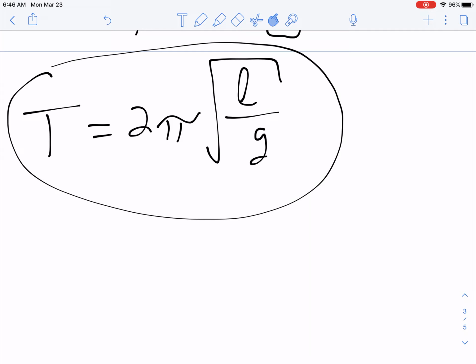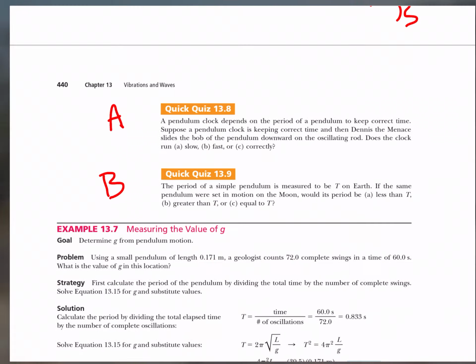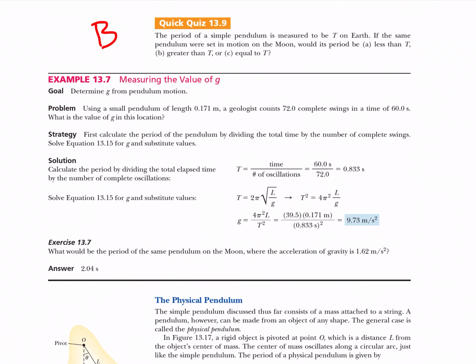At this point, you should be able to handle homework problems 1, 7, 15, 27, and 30. So get on those. For today, I would like you to play around with example problem 13.7. Go through exercise 13.7, the answer is there. Let's see if we can get this all done.